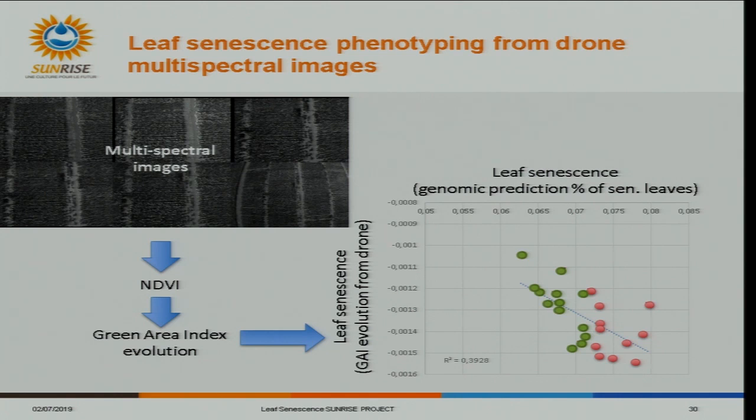And there is a fairly good correlation between these two estimators of leaf senescence. One is predicted using the genome, the genetic markers. The other one is measured using multispectral images acquired with the drone. So this illustrates the kind of tools that we want to develop to be able to screen rapidly leaf senescence and its evolution in the field.